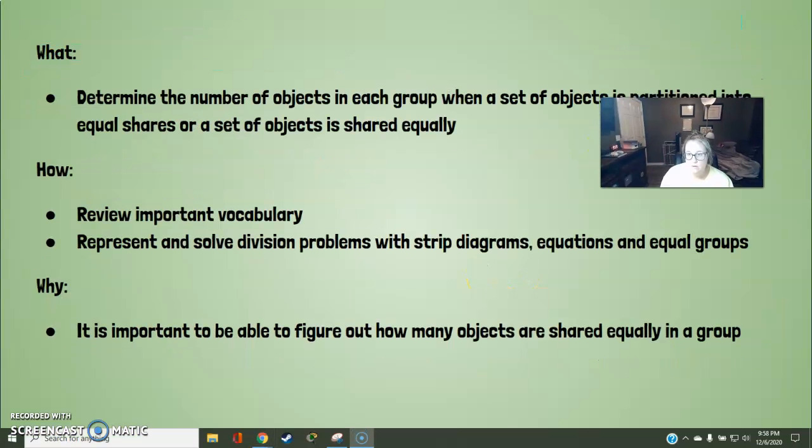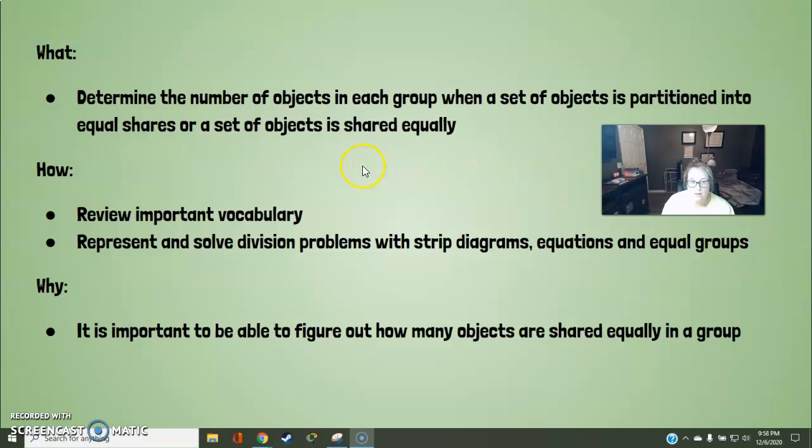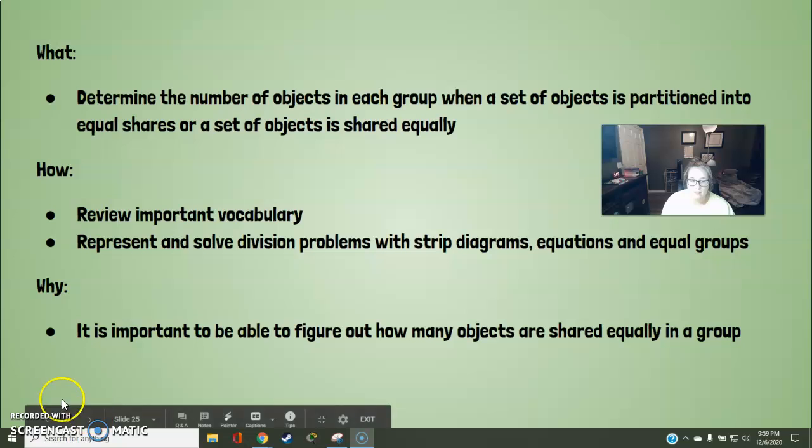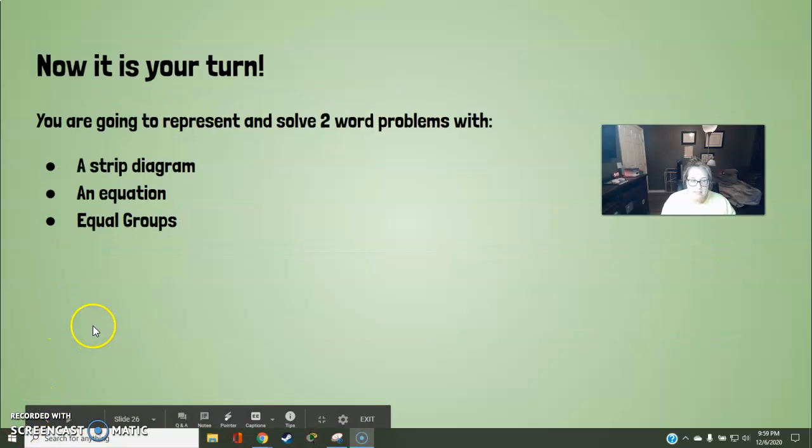So let's review what we talked about today. We talked about determining the number of objects in each group when a set of objects is partitioned into equal shares, or a set of objects is shared equally. We reviewed our important vocabulary, and we represented and solved division problems with strip diagrams, equations, and equal groups. And we did this because it's important to be able to figure out how many objects are shared equally in a group.